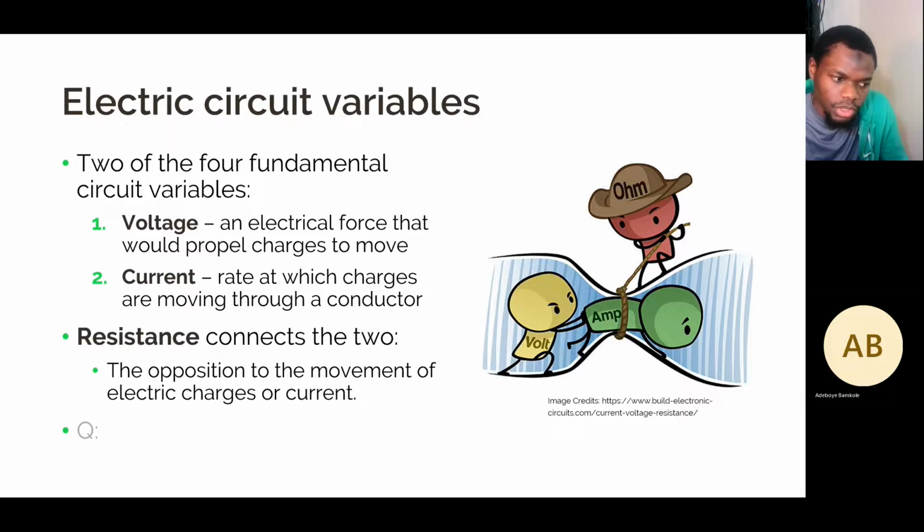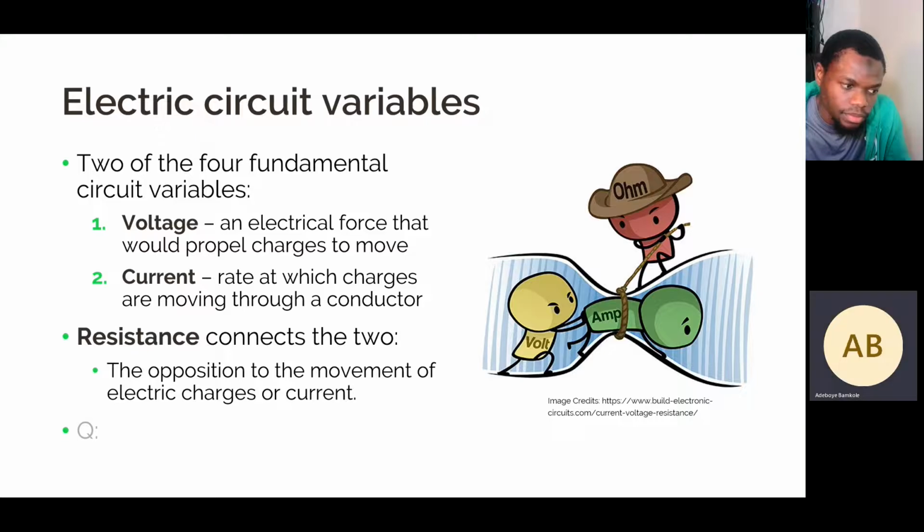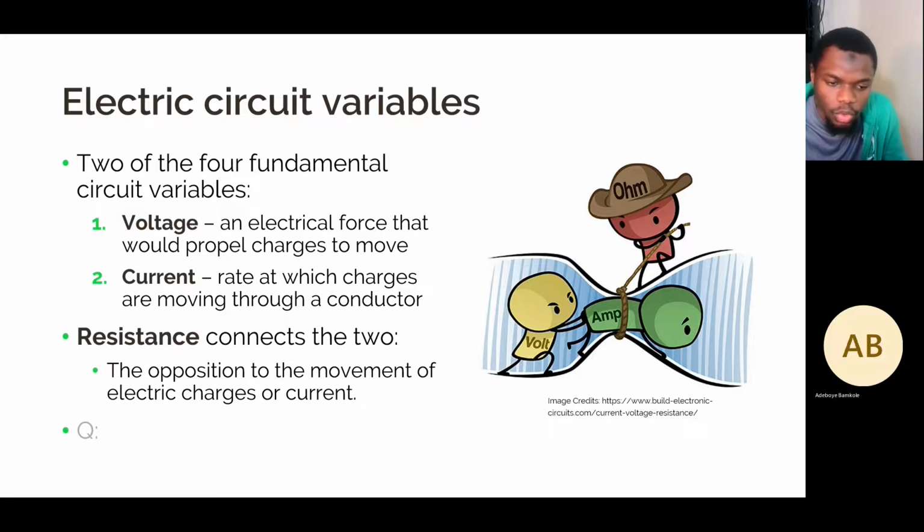Do you understand the relationship? Like, how can you explain the relationship between those three? Sir, I can't hear you. Oh, I said, how do you understand the relationship between voltage, resistance, and current? I mean, what's your own way of explaining this?